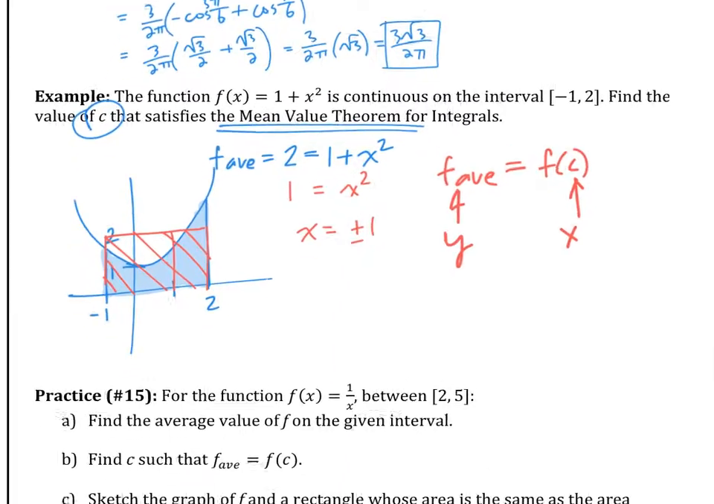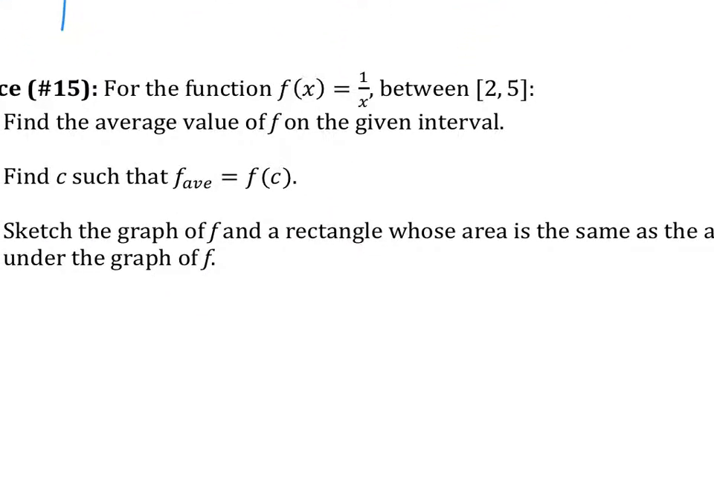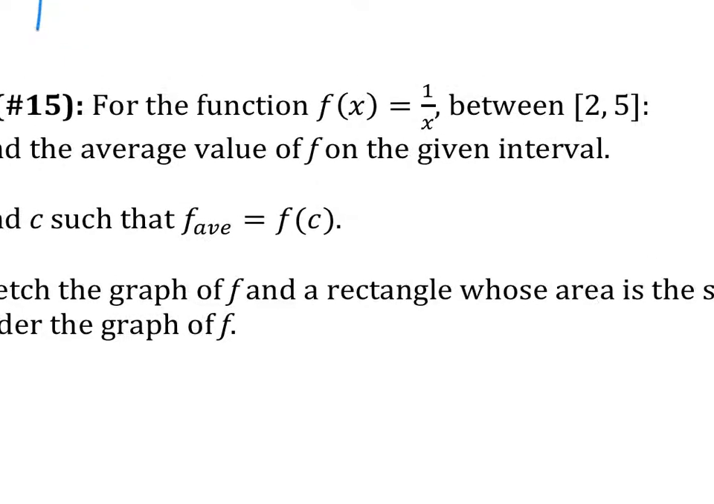Sorry. Okay, let's try a problem. For this function, 1 over x, between 2 and 5. Be careful on this kind of question. 1 over x has an asymptote at 0. So if they give you something where the interval covers 0, you have to be careful and tell them that the average value does not exist because it's not a continuous function on that interval. They sometimes give tricky questions like that.